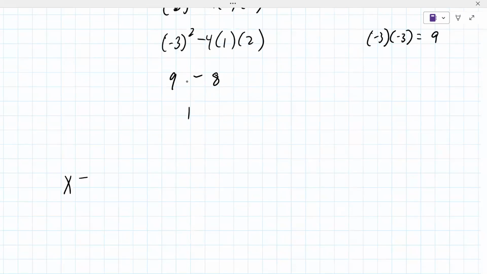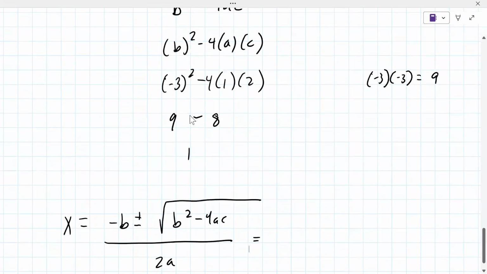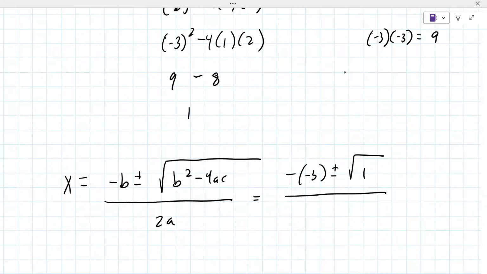Okay. So now if we go back, this is the part under the root. Our quadratic formula is opposite of b plus or minus the square root of b squared minus 4ac, all over 2a. We know that b is -3. So it becomes -3 plus or minus the square root of 1 over 2 times 1. You already did the b squared minus 4ac part, that's 1, and I was just filling in the rest. Is that okay? Yes.